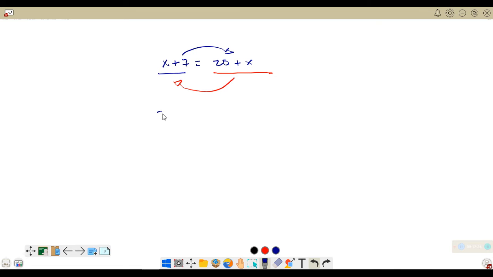So, we have here 20 plus x is equal to x plus 7. Parehas pa rin yung value niyan. Hindi sila nagpalit. Okay?